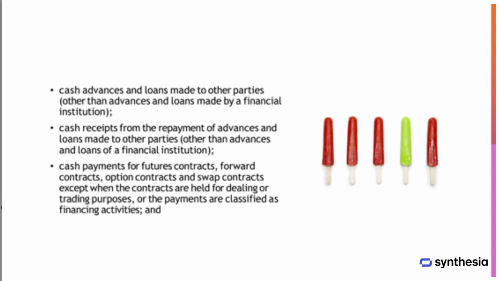Cash advances and loans made to other parties, excluding those made by a financial institution, are classified as investing activities. Similarly, cash receipts from the repayment of these advances and loans are also considered investing activities, except when they involve financial institutions. Additionally, cash payments for futures contracts, forward contracts, option contracts, and swap contracts are classified as investing activities, unless these contracts are held for dealing or trading purposes, or the payments fall under financing activities. These transactions represent the entity's investment in financial instruments or resources aimed at generating future cash flows.